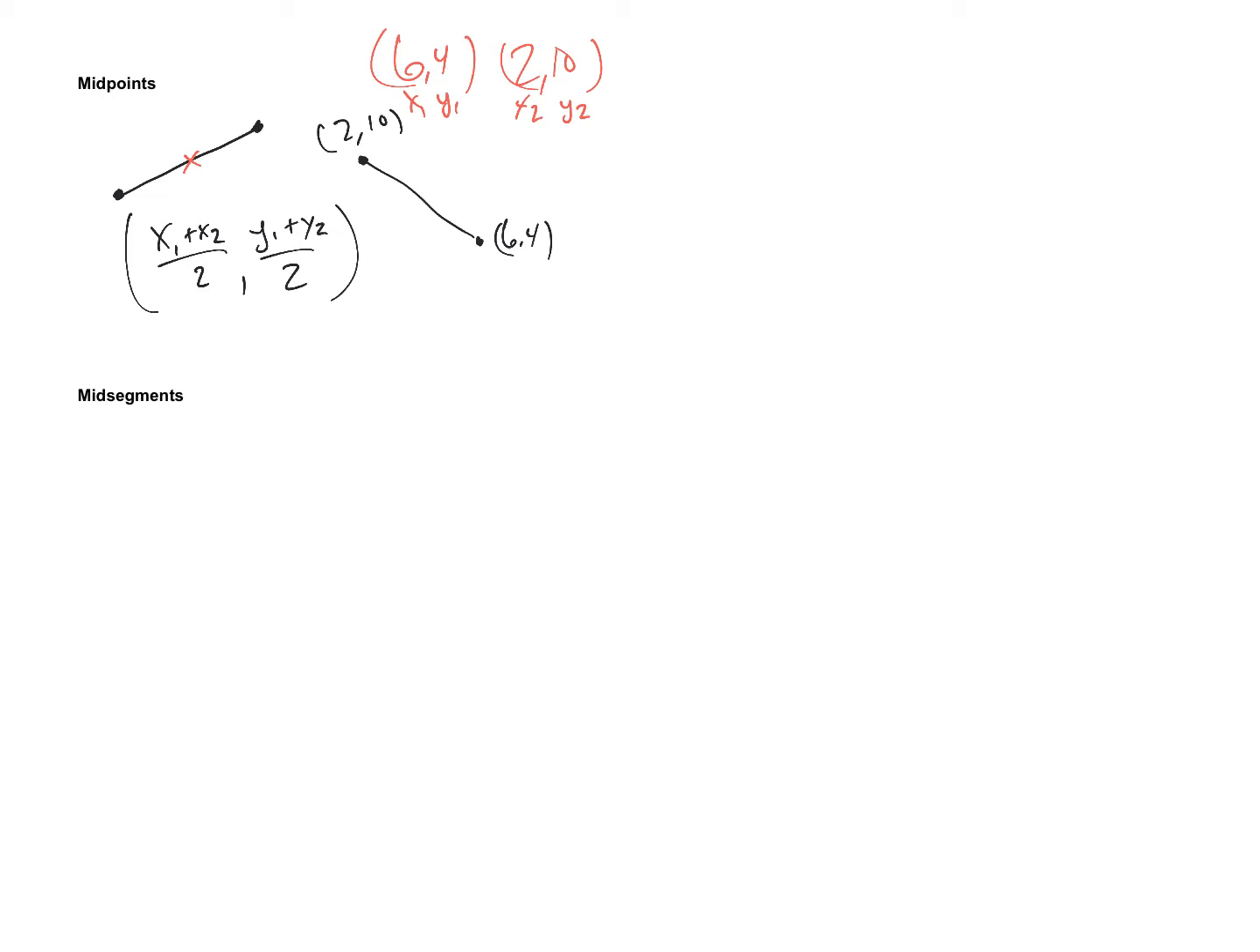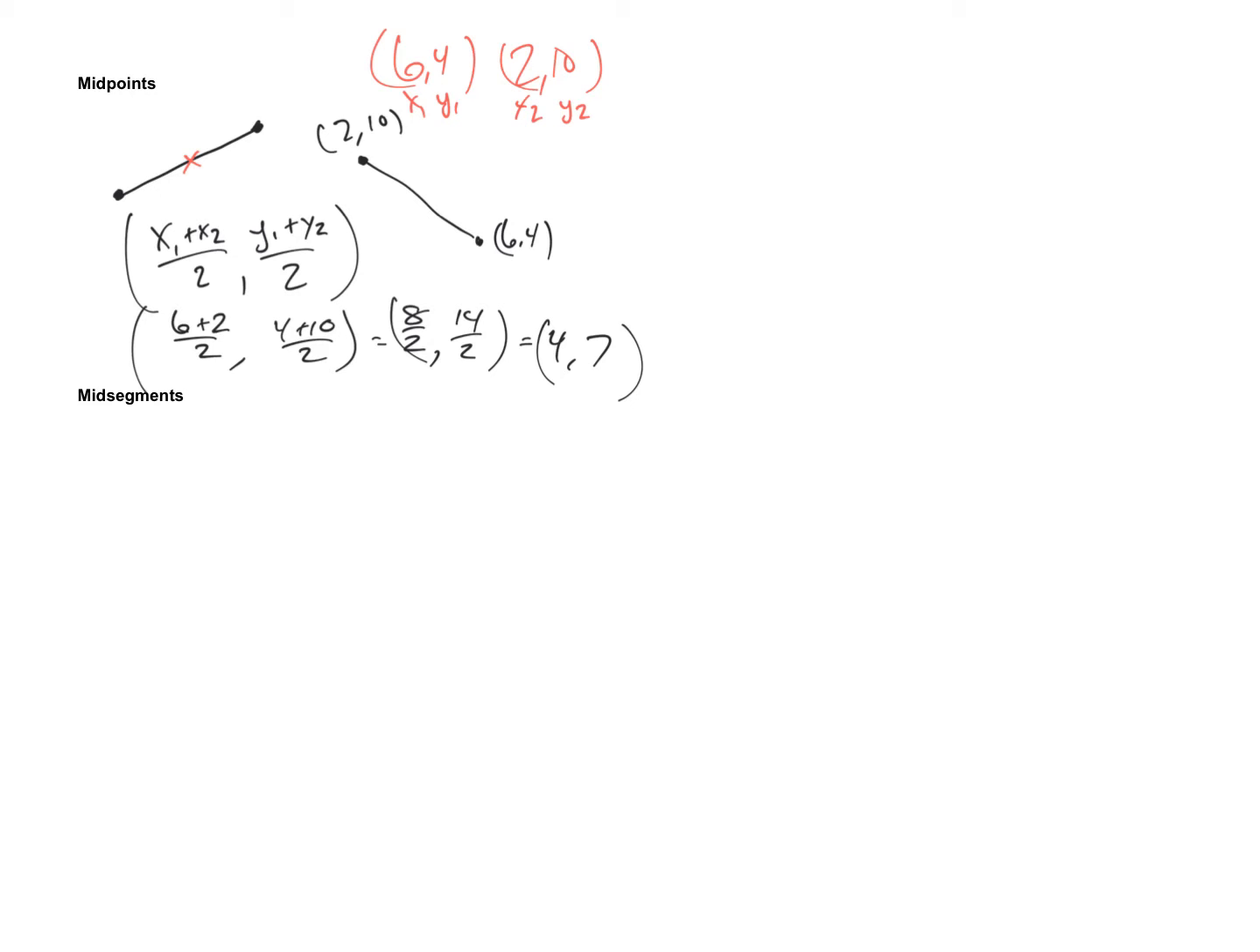When I plug in my values here, I get 6 plus 2 divided by 2, and then 4 plus 10 divided by 2, and this simplifies to 8 over 2, and then 14 over 2, and that simplifies to 4, 7. So we're going to say that our midpoint is at 4, 7.